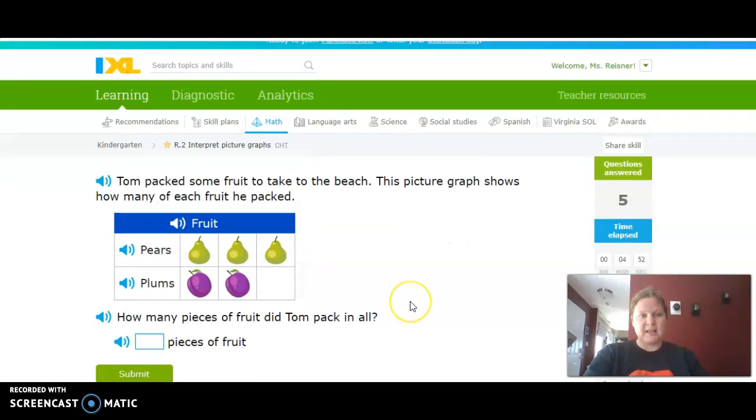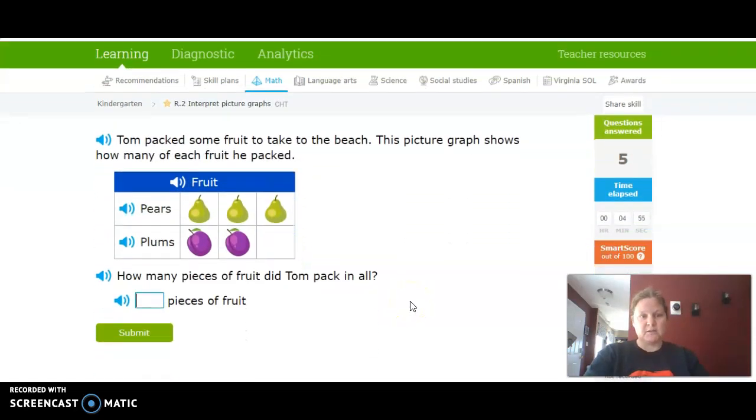All right, we're going to do this last one. Tom packed some fruit to take to the beach. This picture graph shows how many of each fruit he packed. How many pieces of fruit did Tom pack in all? In all again. You guys got it. 5, right? Because 1, 2, 3, 4, 5. 3 plus 2 is 5.